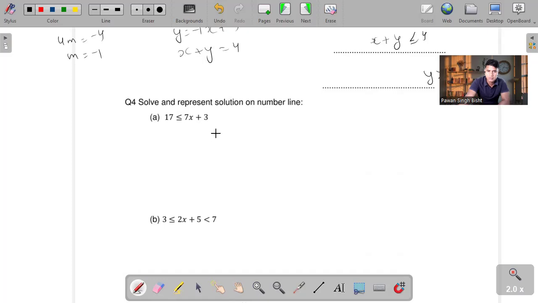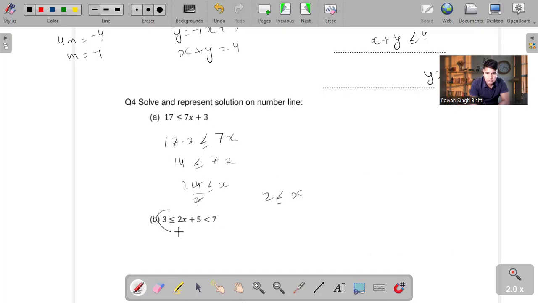Next, question number 4. Solve and represent the solution on the number line. Now this question is from linear inequality. So mixed questions are there. Okay, take 3 this side. 17 minus 3 less than or equal to 7x. 17 minus 3 is 14. So x is 14 over 7, meaning x greater than or equal to 2.